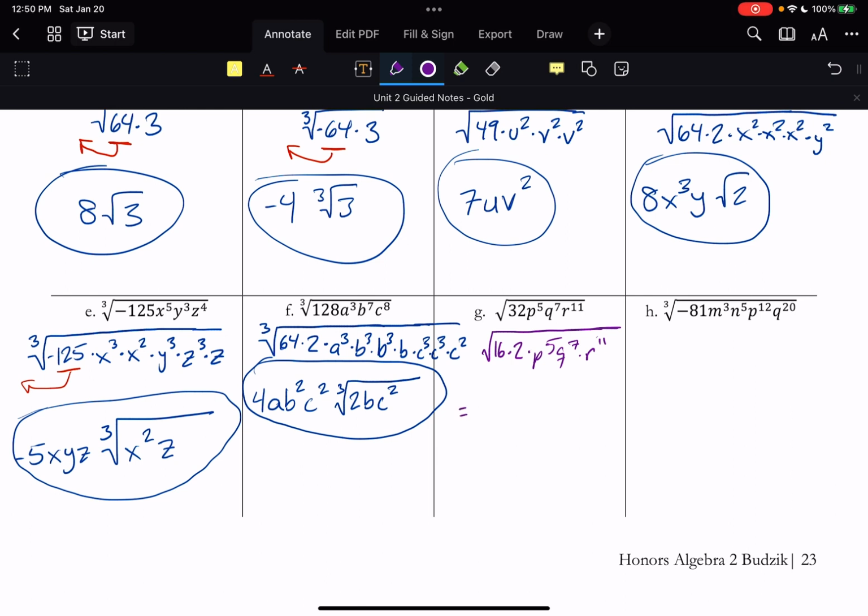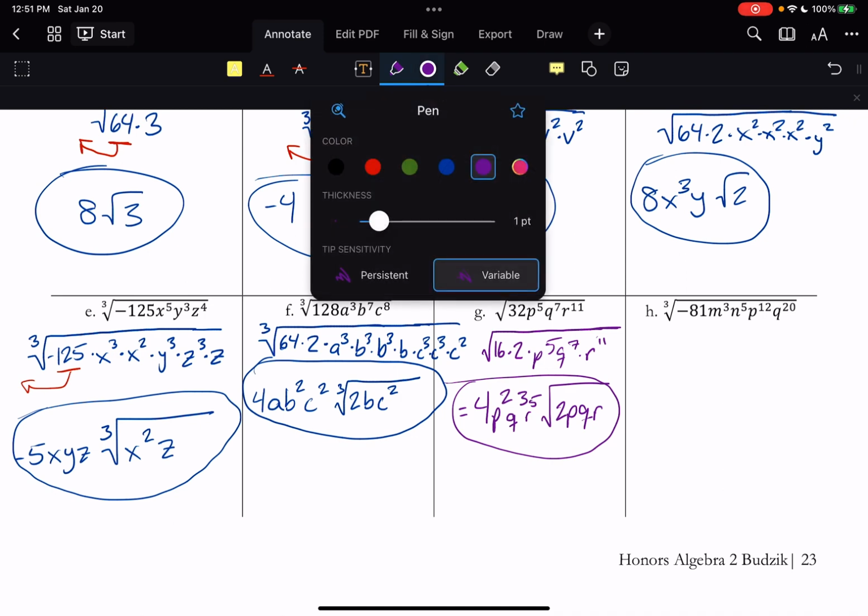So the square root of 16 is 4. I have 5 p's. That means I have 2 pairs of them. So p squared. And that is going to leave one of them inside with the 2. I have 7 q's. That means that I have 3 pairs I can pull out. That leaves one on the inside. R to the 11th, I have 5 r's that I can pull out. That leaves one on the inside. And so that would be that in simplest radical form.